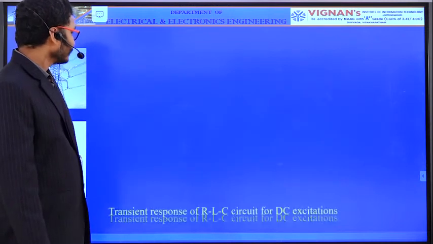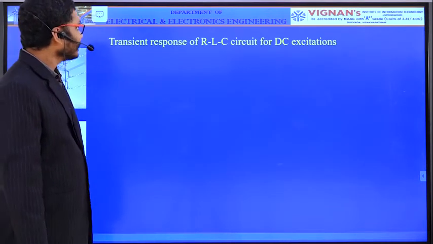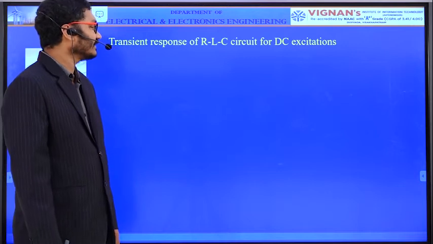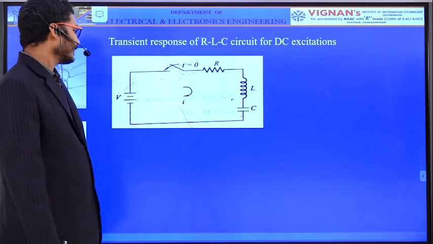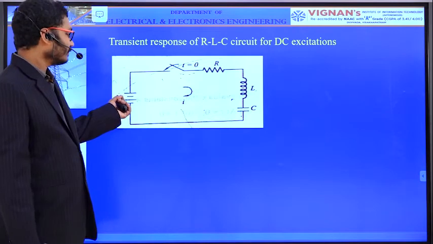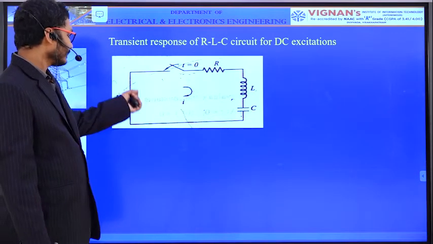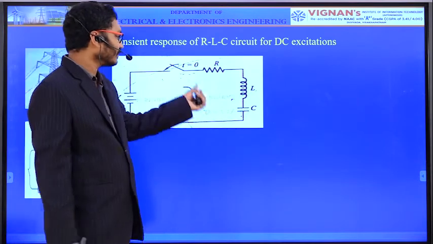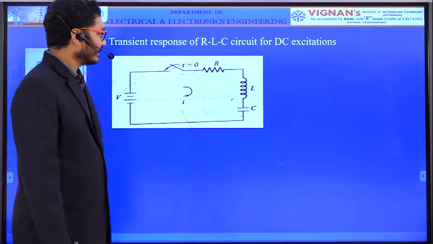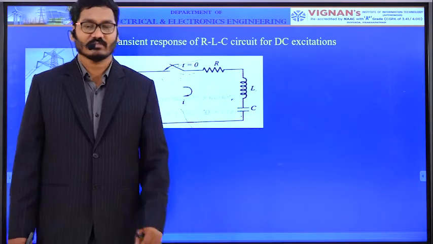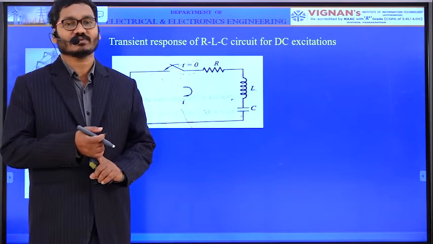Here is the transient response of RLC circuit for DC excitation. This is the circuit where we have applied a DC supply to the RLC circuit. There is a switch, closing at t equals 0. I already told you what the first step is to solve this.